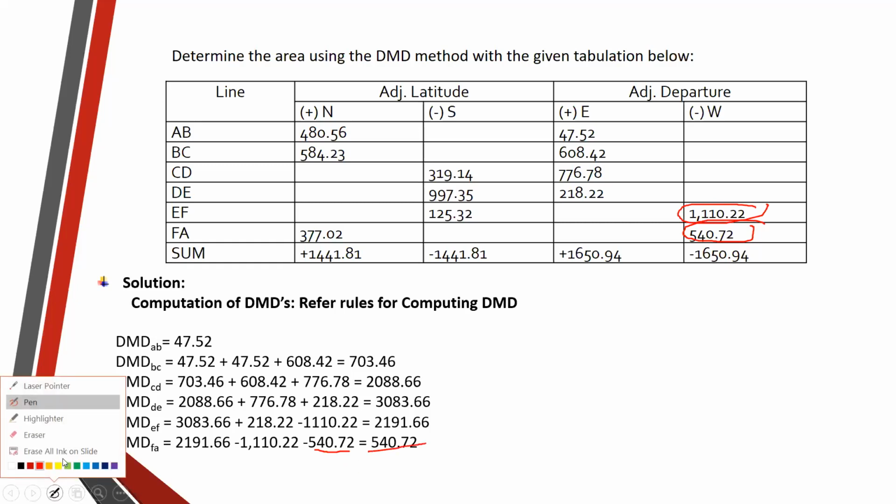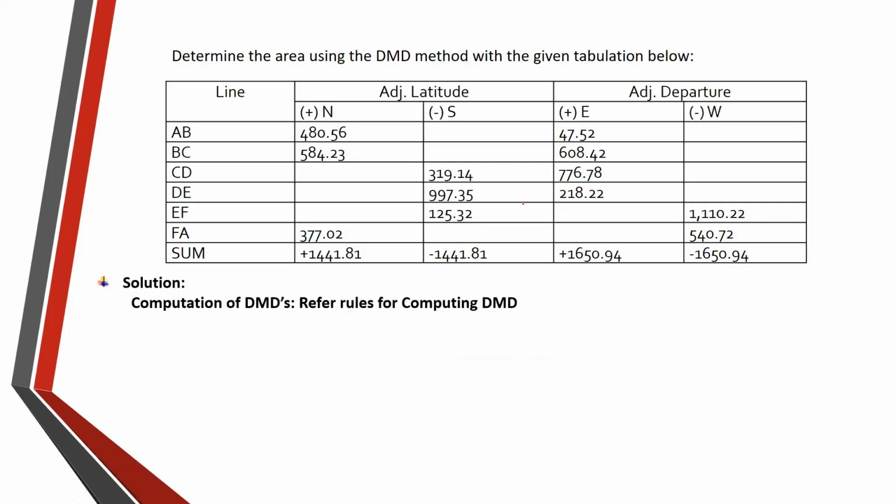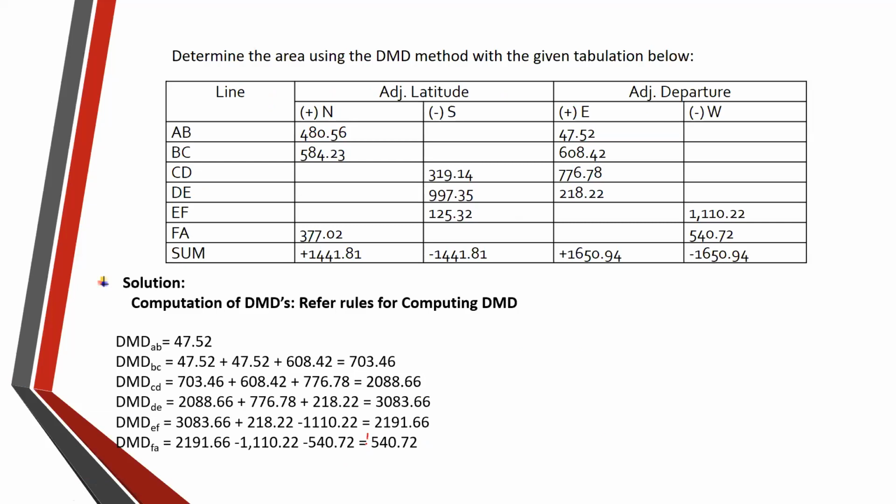And again, based on rule number 3, we go back to rule number 3, the DMD of the last course is numerically equal to the departure of the course, but with the opposite sign. So as you can see, we have positive 540.72 and we have negative 540.72. So we satisfied the last rule, right? Same numerical value but opposite in sign. So that means what we computed for lines 4 and 5 is correct.